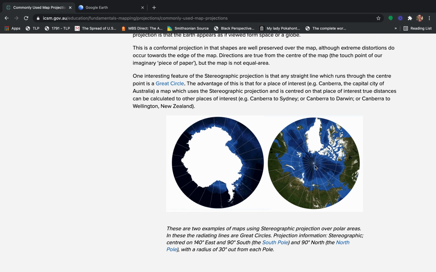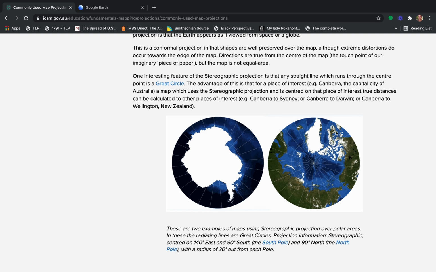So that means that the top of the map is true. It's going to touch the most amount of the paper if you place a paper on top of a globe and made your projection.